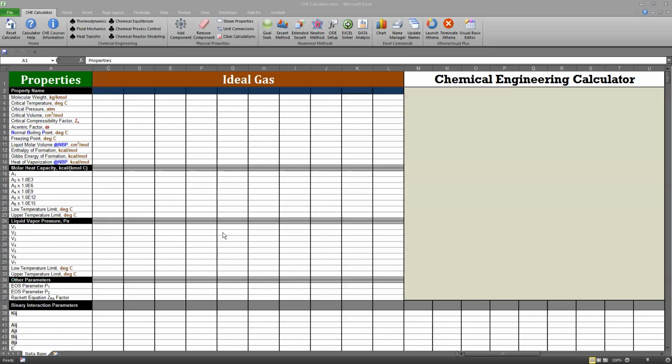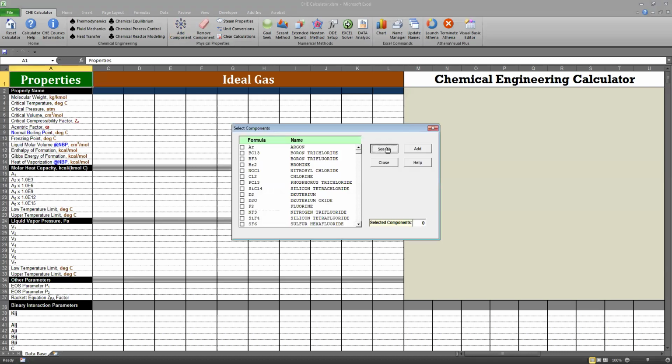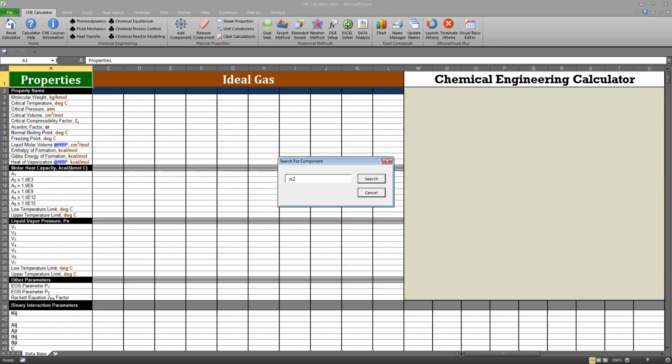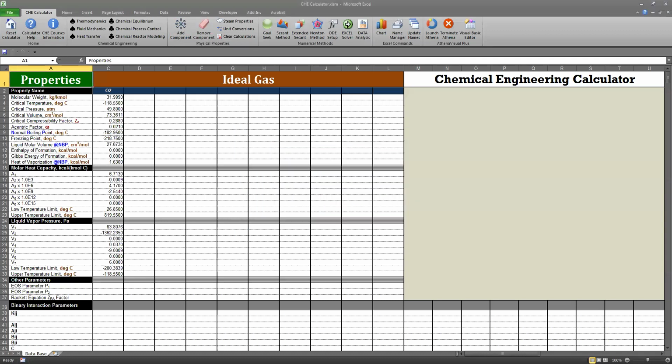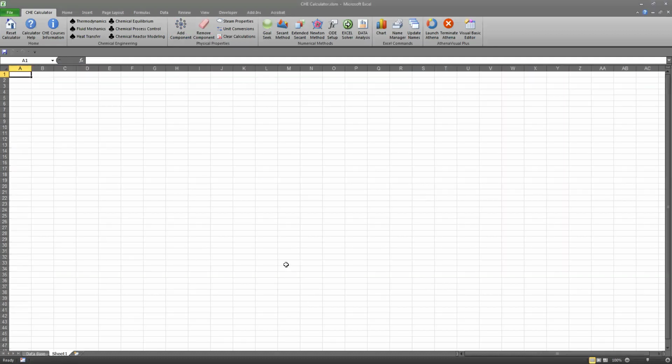First, open the calculator and then add the component oxygen by clicking Add Component and searching for oxygen. Now insert the new worksheet, and here let's enter our data for the two compressors.